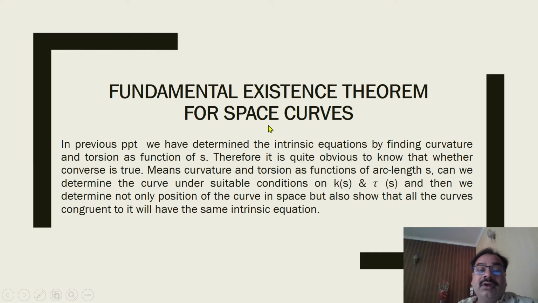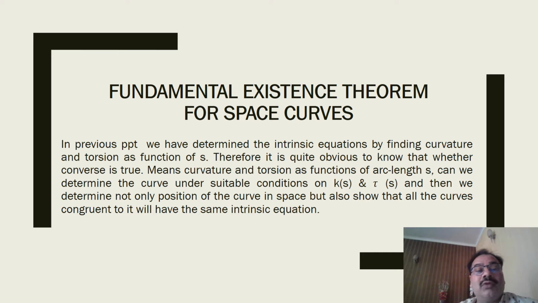It means, given curvature and torsion as functions of arc length s, can we determine the curve under suitable conditions on k(s) and tau(s)? Then we determine not only the position of the curve in space, but also that all the curves congruent to it will have the same intrinsic equation.